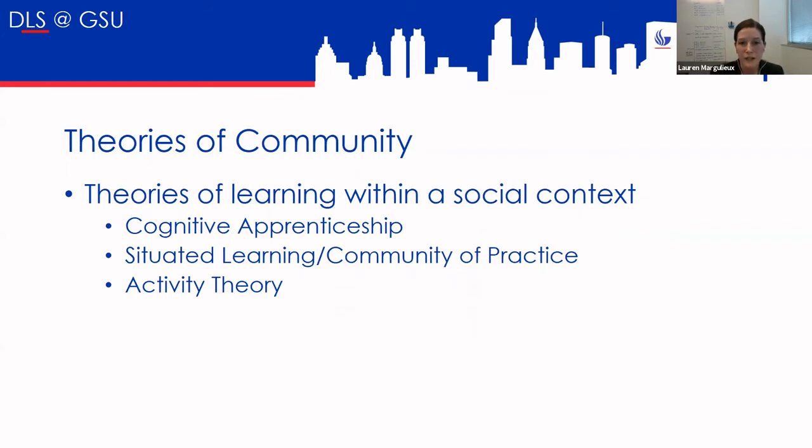The second type of theory I want to talk about is theories of community. These are theories of learning within a social context, which is most learning. The first theory of social context that I wanted to talk about that's used a lot in computing education is cognitive apprenticeship. This is you as a novice working with someone who is more knowledgeable, and there's no particular curriculum that you're following, but you are observing what they do, mimicking what they do, getting feedback from them, and then increasing your skills in that way.